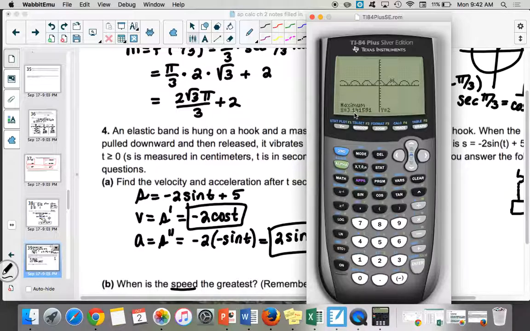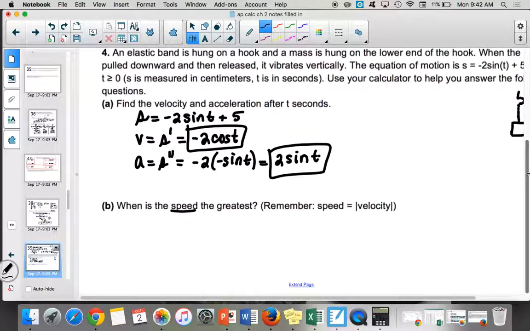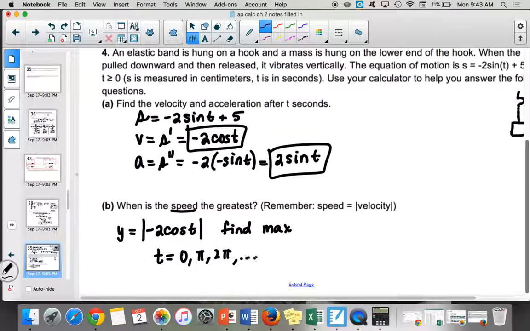What do you think that is? Pi. Do you think it's every pi? I think it's every pi. Do you guys see how it's kind of symmetric? Okay, so the speed is the greatest when that absolute value of negative 2 cosine of t is maximized, right? And we did that, and we found it was at t equals 0, pi, 2 pi, and so on. So we're going to write 0 plus pi k, or we could say pi k, right?